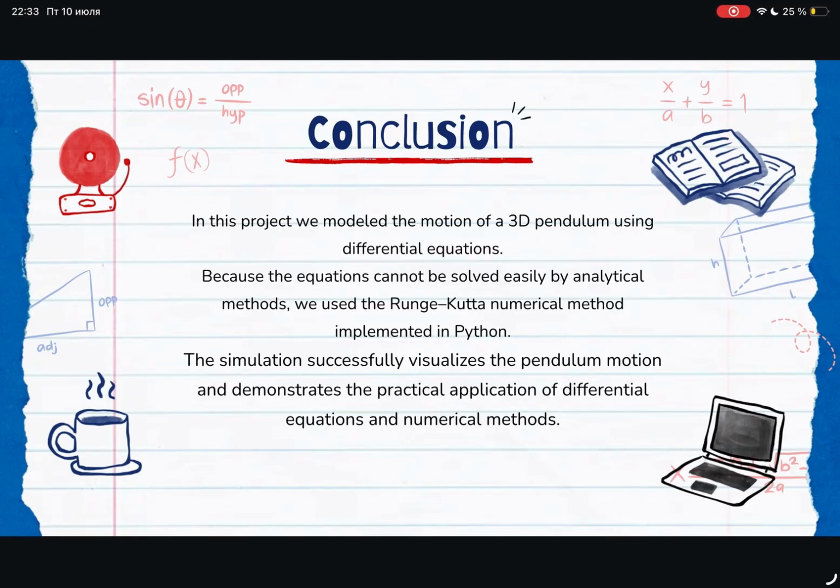To summarize, error analysis in this system is not just about making the step size smaller. It's about understanding how errors propagate, how they affect long-term behavior, and how well the numerical method preserves physical properties. The key takeaway is that in nonlinear systems, even small numerical errors can fundamentally change the outcome.